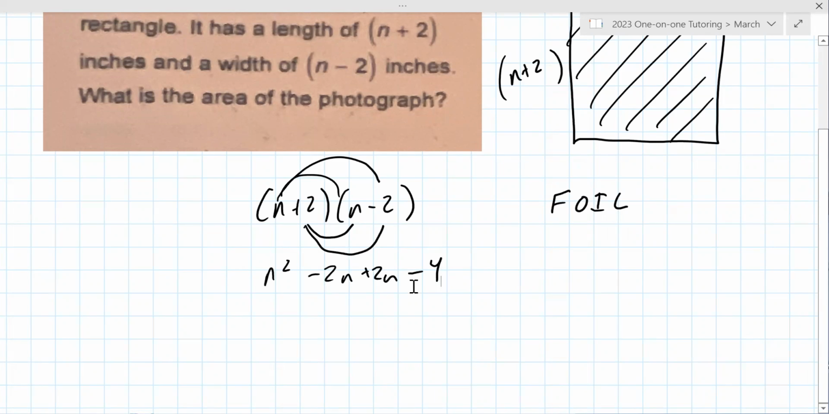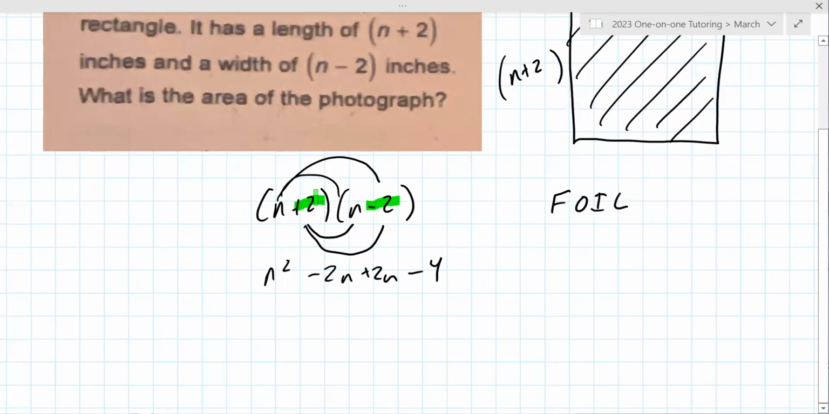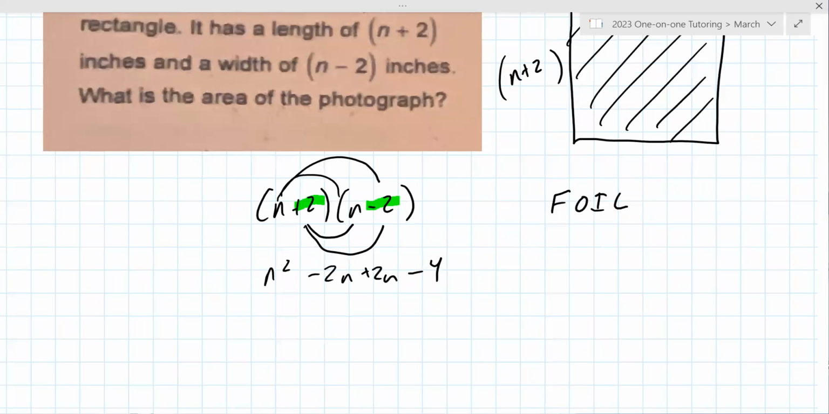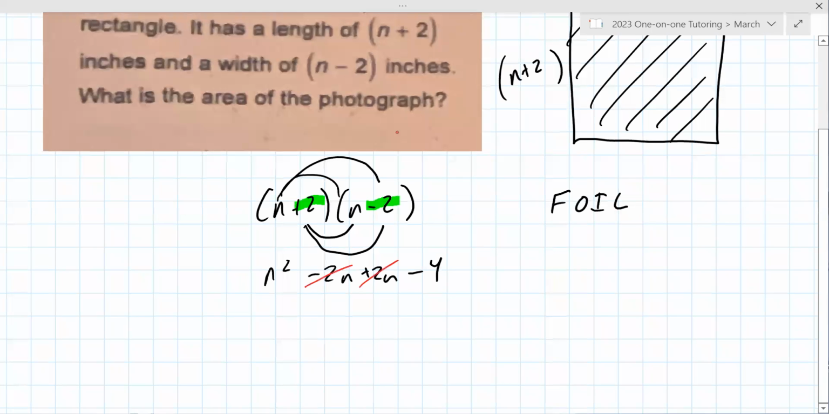I heard an O. Did you see your mistake? I didn't make 2n a negative. Yeah, so the sign goes with the number in both binomials. And you can see that those two terms are the same. -2n and positive 2n are the same, so they cancel. So that's n squared minus 4.